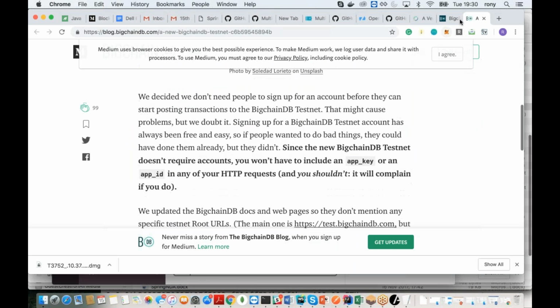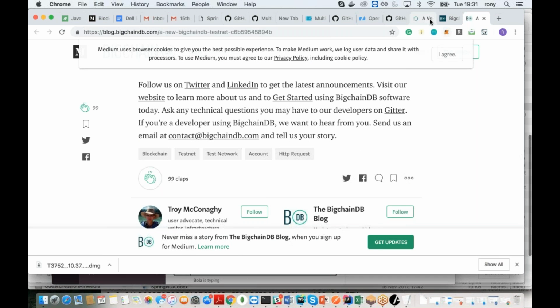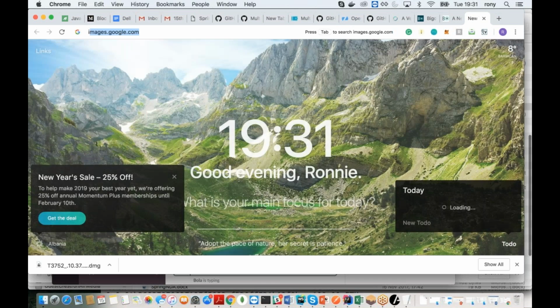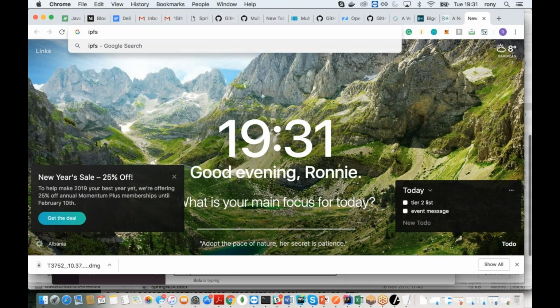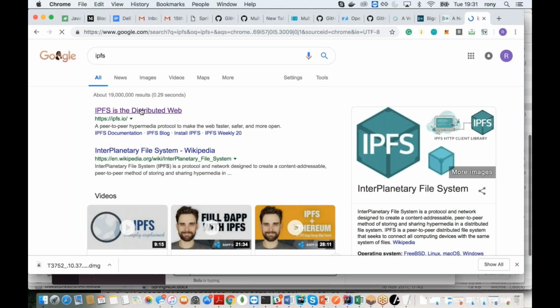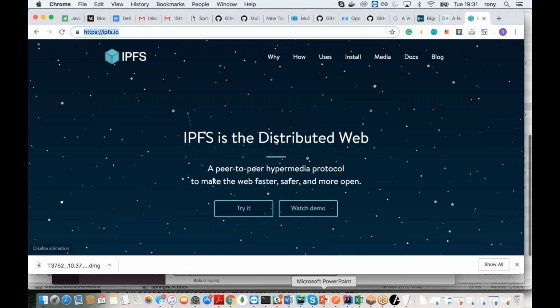So BigChainDB is one popular solution for storage, right? And another one is IPFS. Just put both of them in Slack, and whenever they talk tomorrow, have a look.